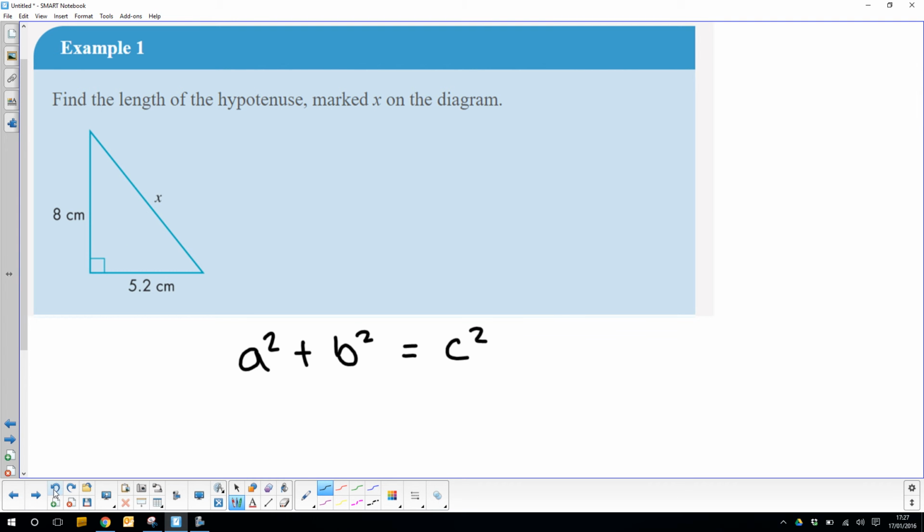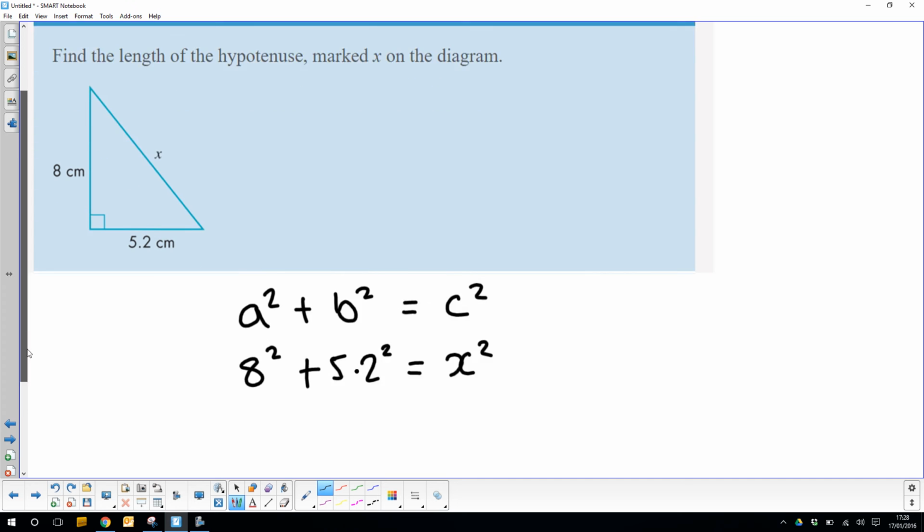Right, so let's look at how we would solve this. To find the length of the hypotenuse, we're going to use a squared plus b squared equals c squared, and then we're just going to substitute in the two shorter sides, which are a and b, and the longest side, which in this case is given as x, for c. So 8 squared plus 5.2 squared equals x squared, and now I have an equation that I just need to solve. So let's just scroll down and we'll go through.